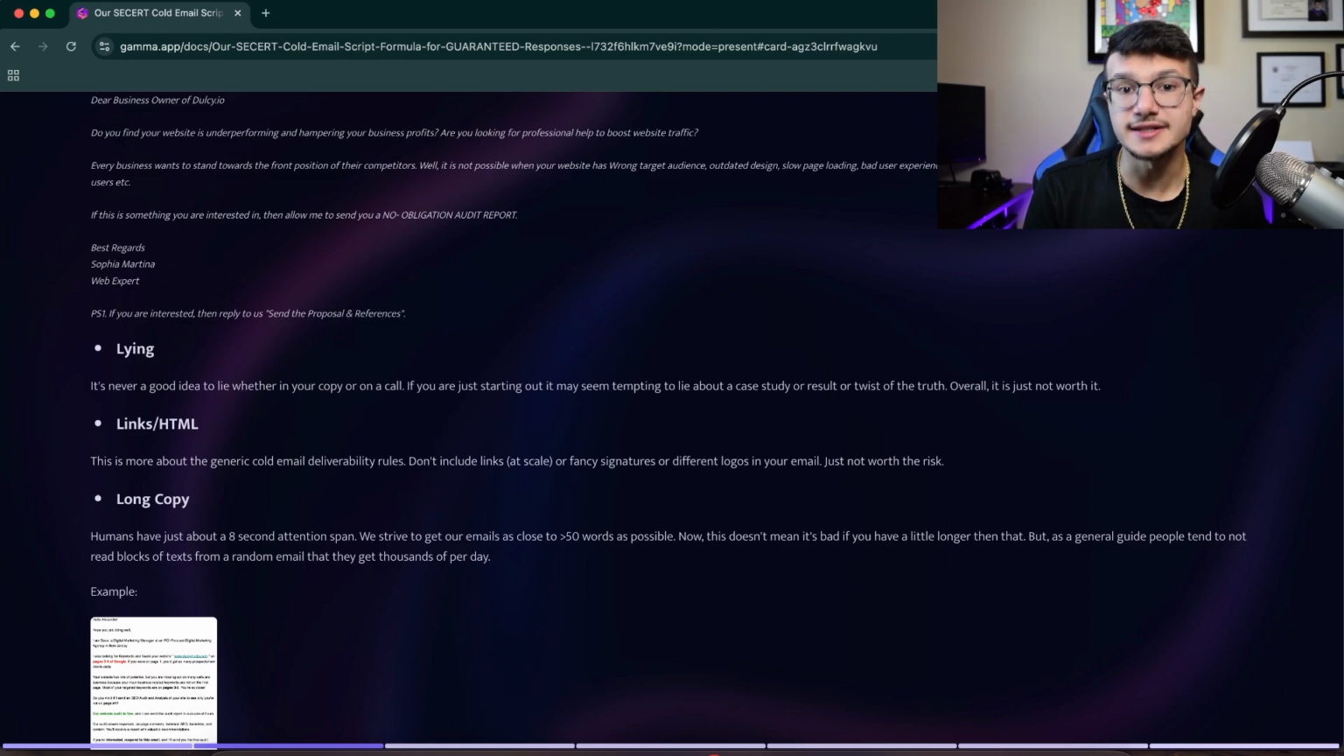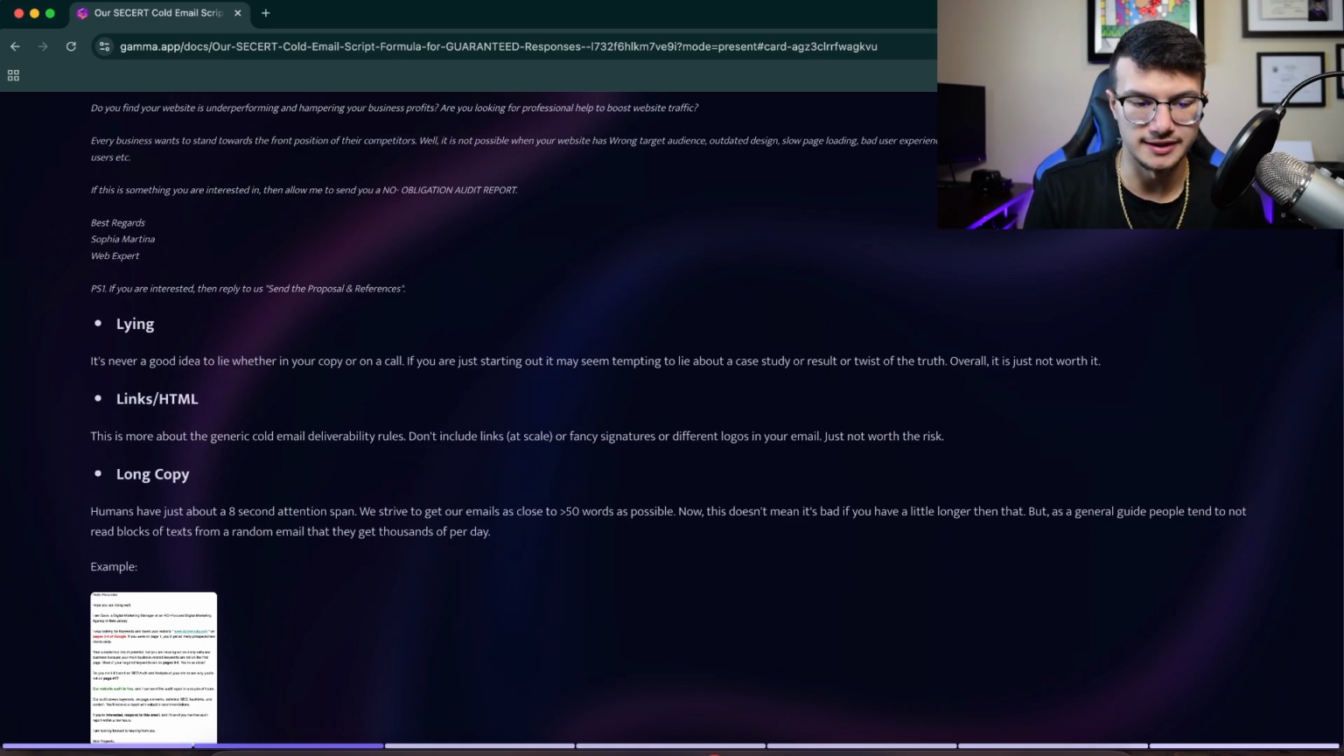Links in HTML. This is more of a deliverability standpoint. Just remember, you never want to have links in your initial at-scale outreach, or fancy signatures or different logos. It will hurt your deliverability in the long run.